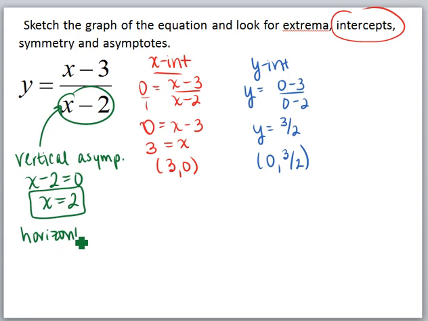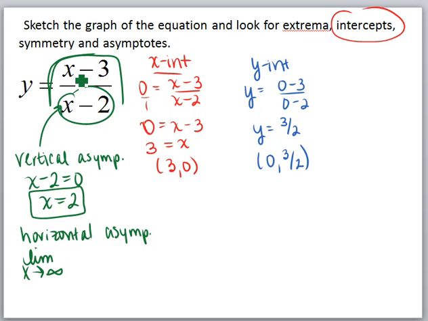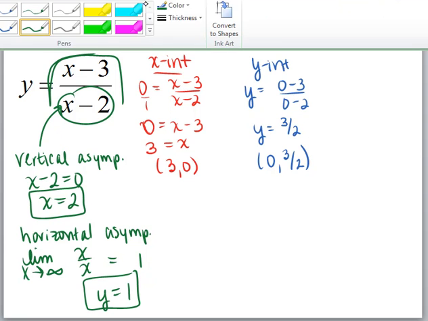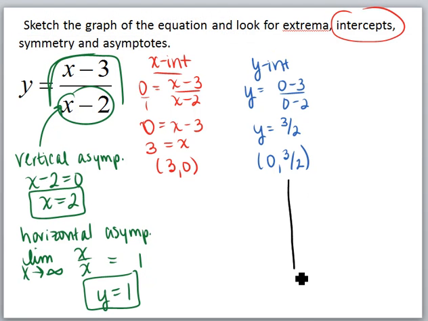Horizontal asymptotes occur where the highest degree is on the bottom. Y equals 1. What we can do is now sketch a graph of these things, and I will go back to the symmetry in a little while.